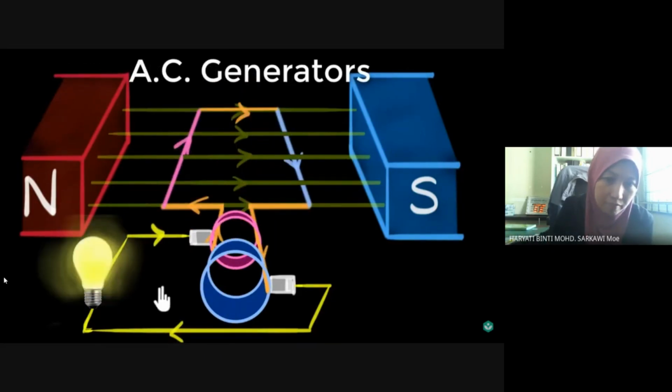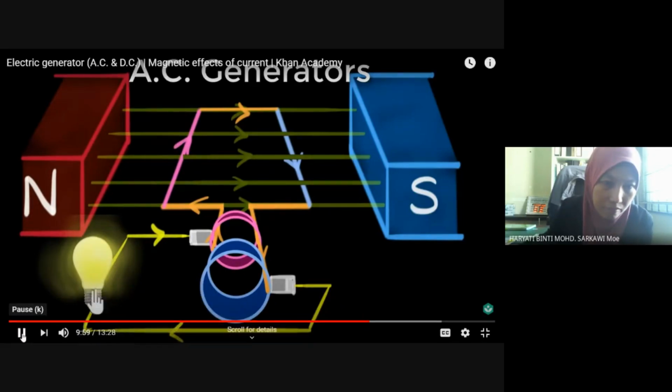Finally, what if we want to build a DC generator where we don't want the current direction to change? We want it to remain the same throughout, let's say in this direction. How do we do that?